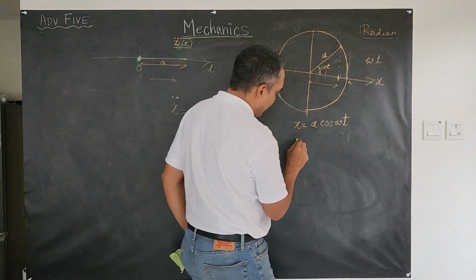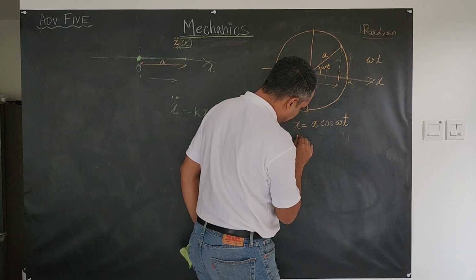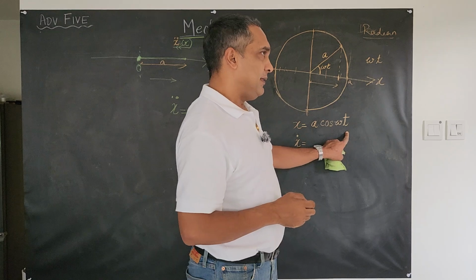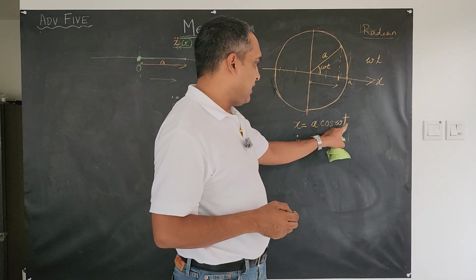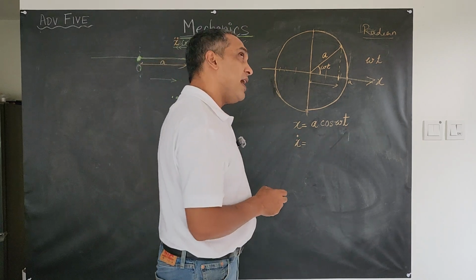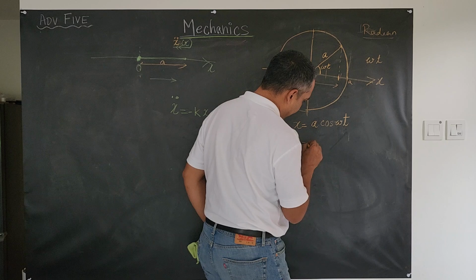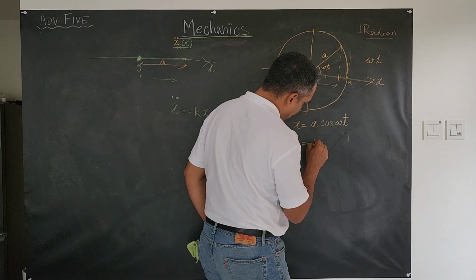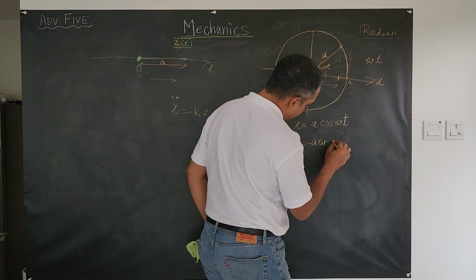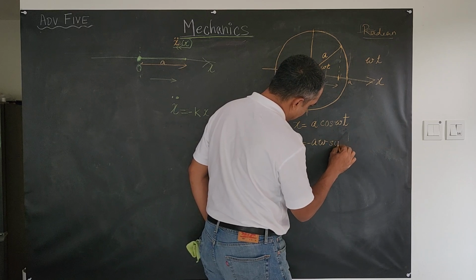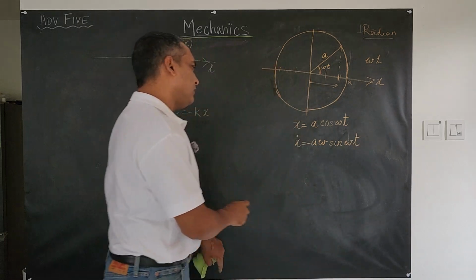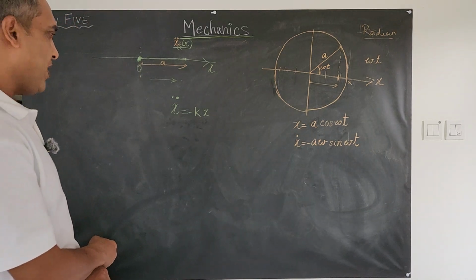What would be my velocity here? Cosine omega t: angular speed is constant, time varies, so it's like writing the derivative of cosine n theta is negative n sine n theta. So that would mean I have negative A omega sine omega t. I think that looks right.